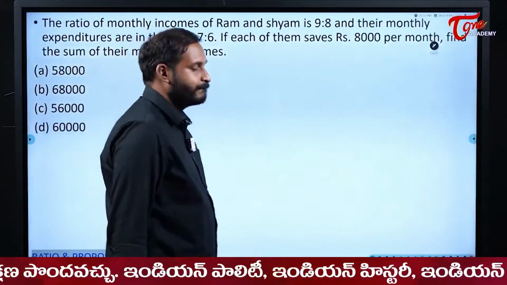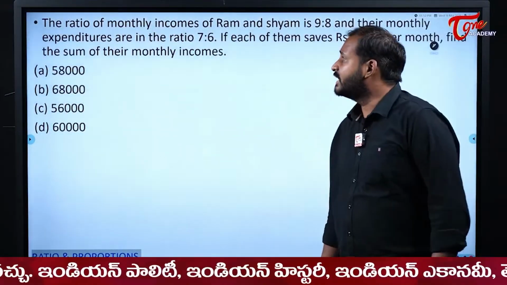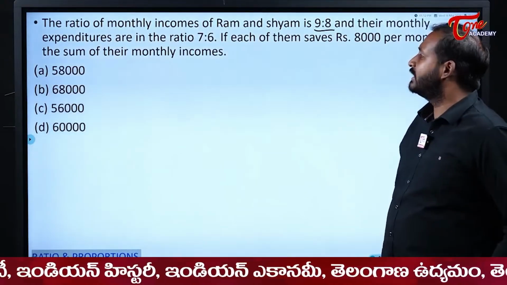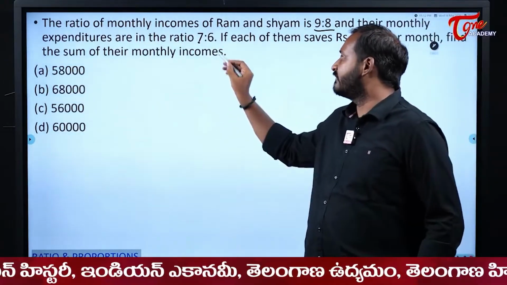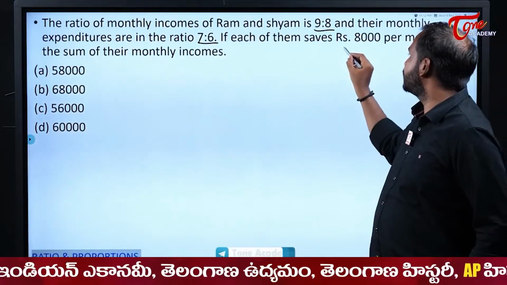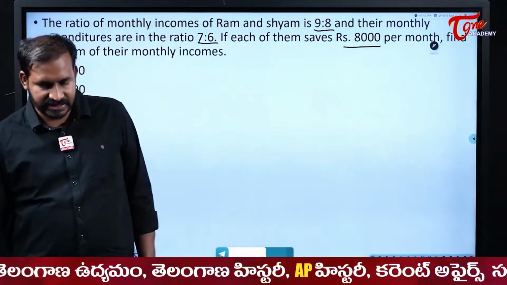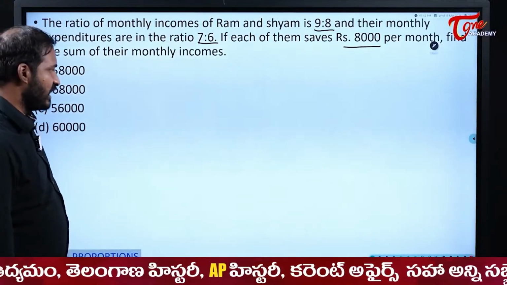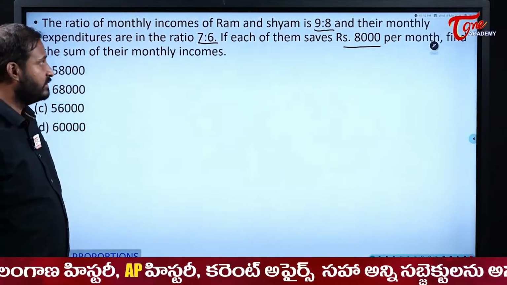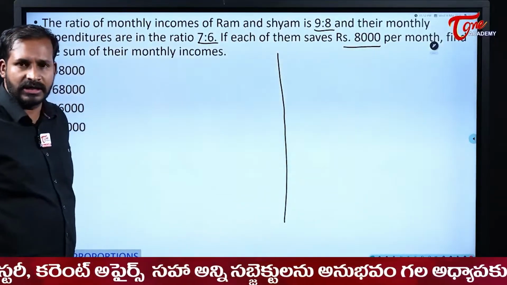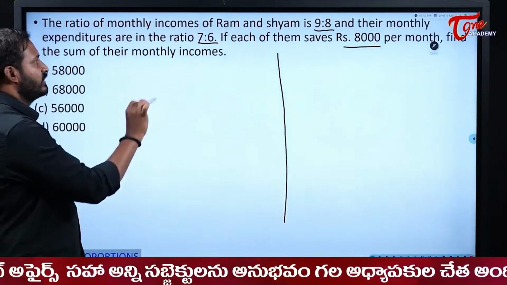Next one. Please see here. The ratio of monthly incomes of Ram and Shyam is 9:8 and their monthly expenditures are in the ratio of 7:6. If each of them saves 8,000 per month, the sum of their monthly incomes is? Now, please observe this question. Same as usual, we will do it in the traditional method as well as the shortcut method. We will see the difference between both of them.